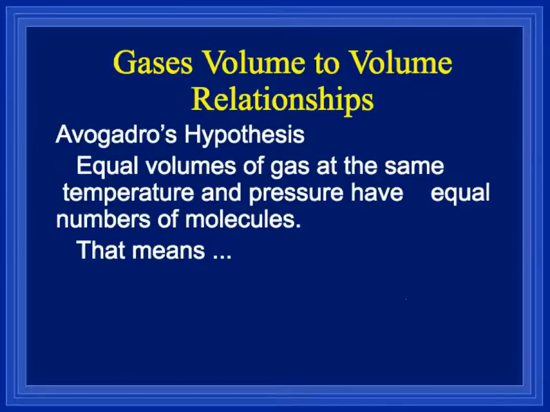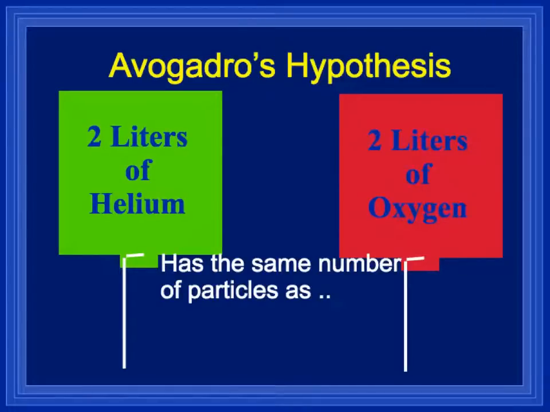Today we're going to talk about gas volume relationships at any condition, not just STP, but any conditions. To do this, we're going to start off talking about Avogadro's hypothesis. Equal volumes of gases at the same temperature and pressure have equal number of molecules. This would mean that 2 liters of helium would have the same number of particles as 2 liters of oxygen.